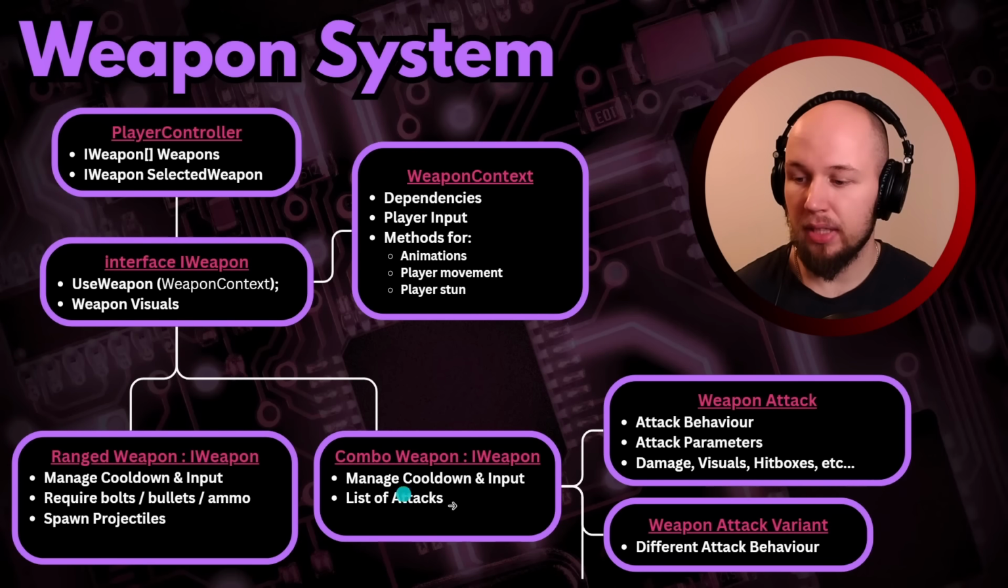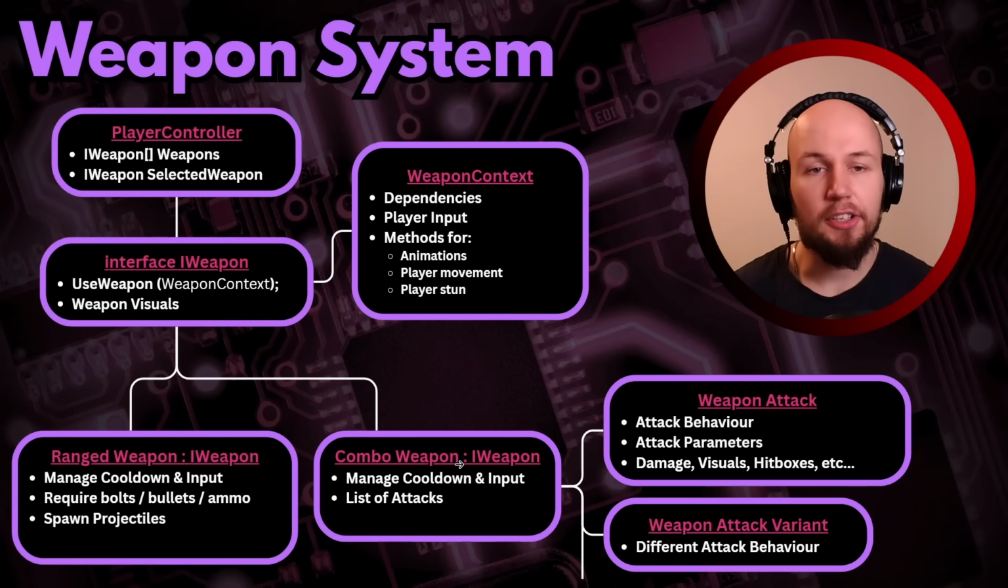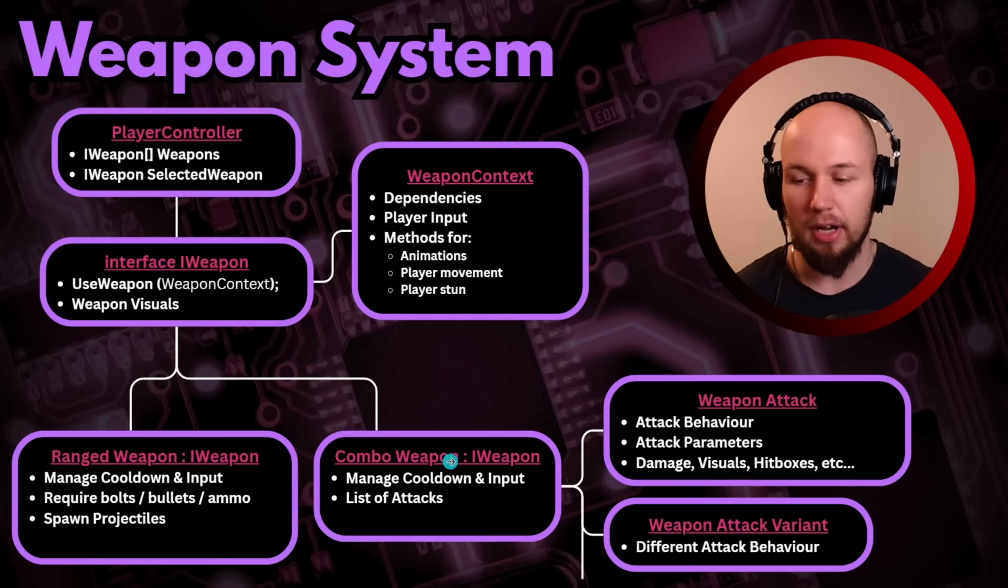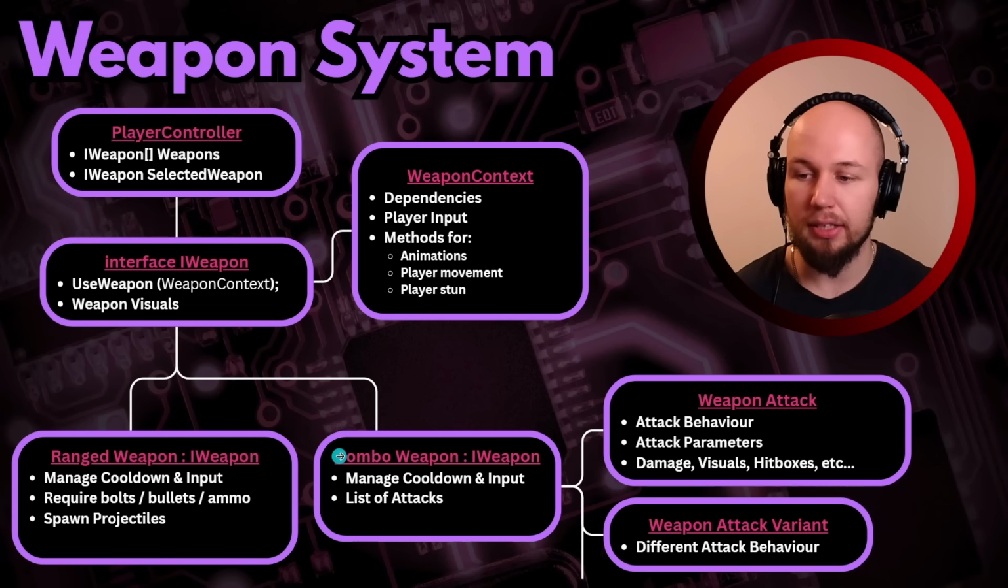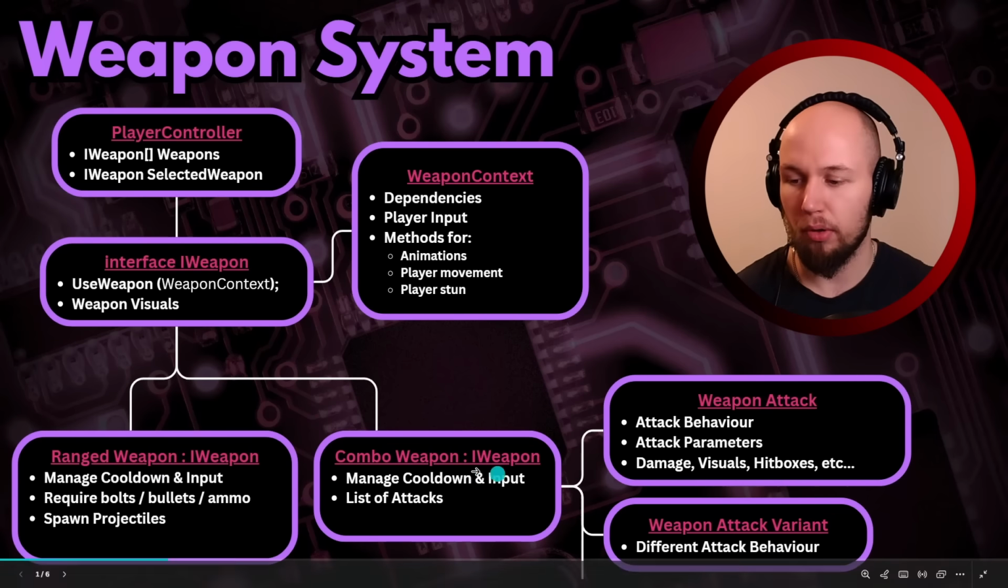And then the interface now is kind of an abstract representation of a weapon. It's a representation of how the player interacts with the weapons. So then we need to have an implementation of the interface. So here we have two examples. We have an example of a ranged weapon and a combo weapon.